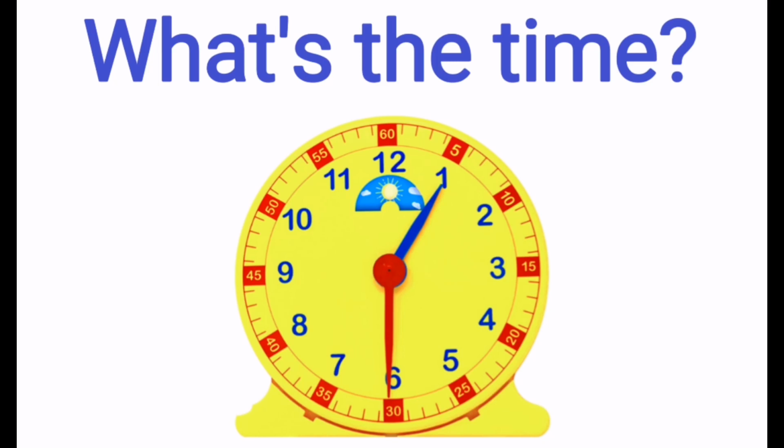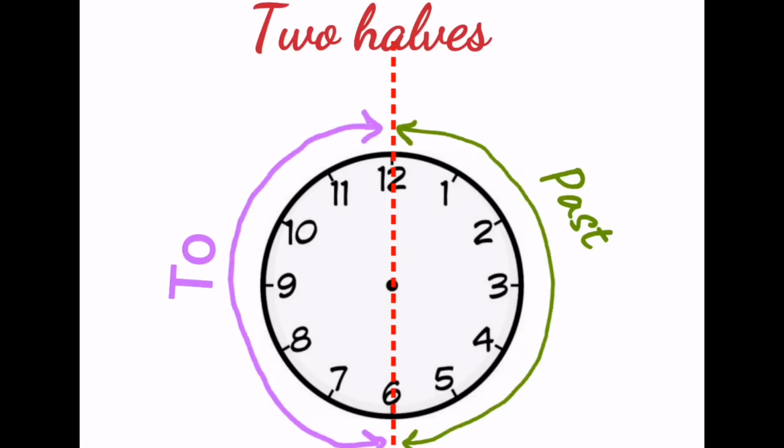Now move on here to the other one. What's the time? Here, as you can see, the long hand of time, which is red, is on 6 and it's not on 12, so we cannot say o'clock. Look at this clock. In this clock we can split it into two parts or two halves. The first half is past, in the green, and the other, in purple, we call it to.